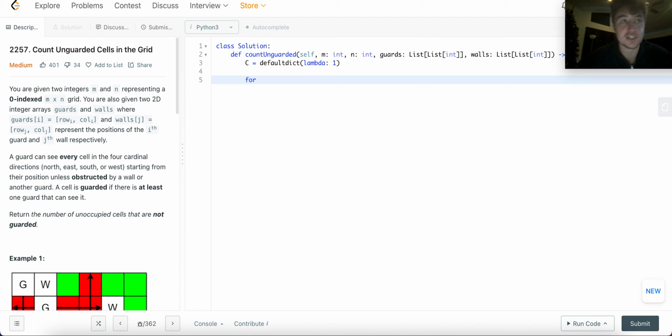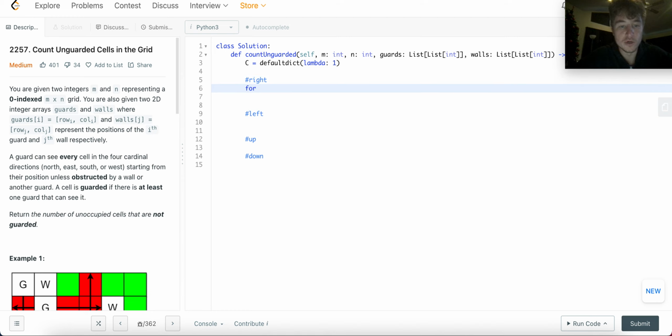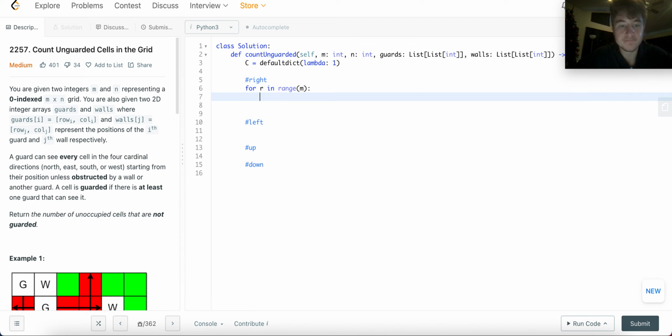So if you want to go directions, we can go right, left, up, and down. All right, so how do we go right in the system? Well, we're going to look at all rows. And how many rows are there? There's M. And then we're going to go right, so we're going to look at all columns. And how many columns are there? There's N.